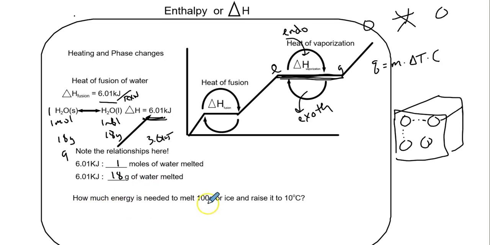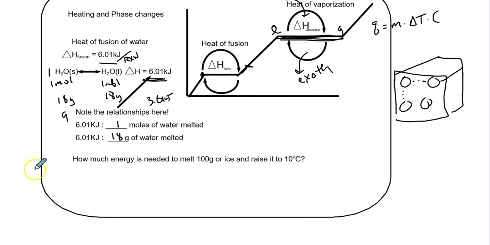How much energy would be needed to melt 100 grams of ice and raise it to 10 degrees Celsius? So we want to go from here, melt it, then raise it up 10 degrees. Use the previous information from the previous video and try this problem out. Pause the video. Alright, there are going to be 2 calculations here. One, the energy needed to melt it. And 2, we're going to warm it. Two different formulas: one is Q equals mass times change in temperature times specific heat, and the other is just this 6.01.